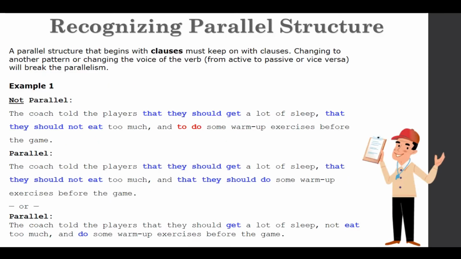Now, moving on to the clauses, okay, you might see something like this as well. Notice this first sentence. The coach told the players that they should get a lot of sleep, that they should not eat too much, and to do some warm-up exercises before the game. If you see a little clause that keeps repeating itself, that they should do this, they should do this, and then at the end you have something like this, it breaks the parallel structure. A clause is not necessarily one word, one verb. It has to do more with the group of words. The coach told the players that they should get a lot of sleep, that they should not eat too much, and that they should do some warm-up exercises before the game. So this would be the correct way. It follows the same clause format.